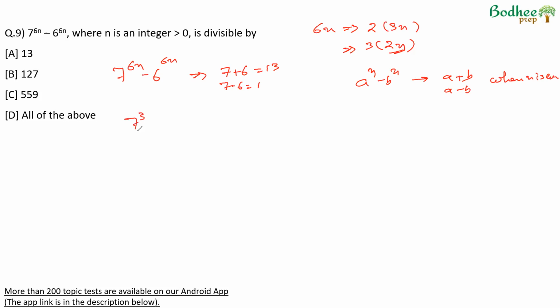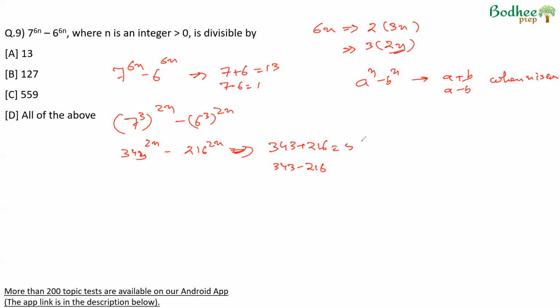Next, we write this as 7 cube raised to power 2n minus 6 cube raised to power 2n. This becomes 343 raised to power 2n minus 216 raised to power 2n. Again, the powers are even, therefore, this expression will be divisible by 343 plus 216 and 343 minus 216 both. This is nothing but 559, and this is nothing but 127. Hence, the number will be divisible by 13, 559, 127. All of the above becomes the answer.